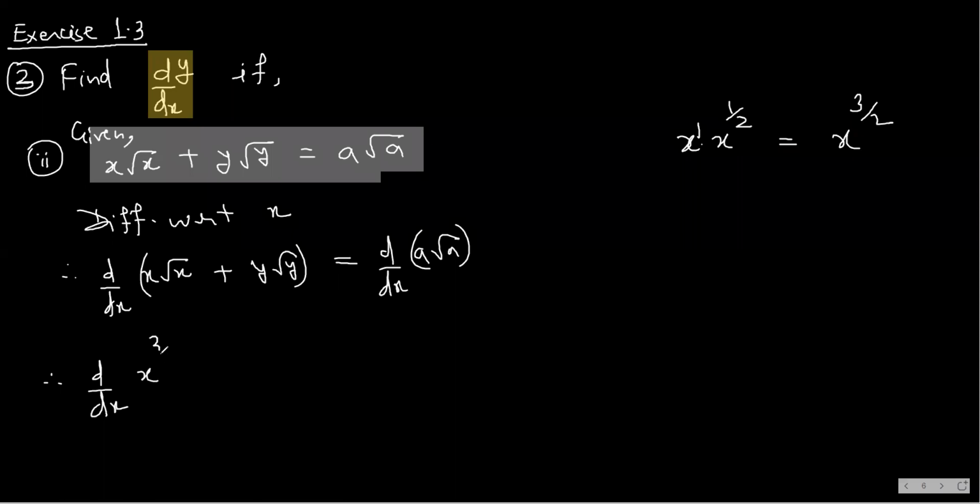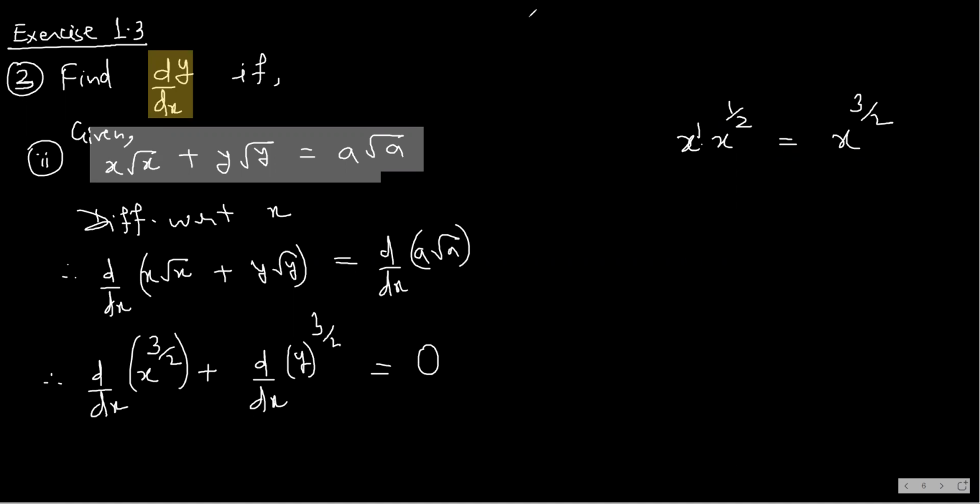So d by dx of x raised to 3 by 2 plus d by dx of the other term, which is y into root y. So d by dx of y raised to 3 by 2 equals to 0. A root a is a constant.